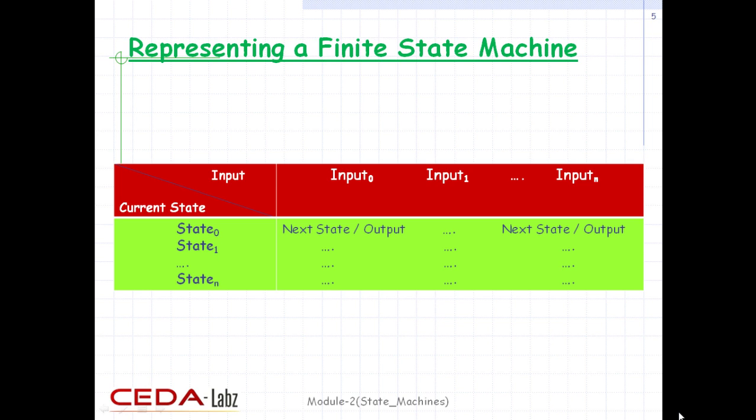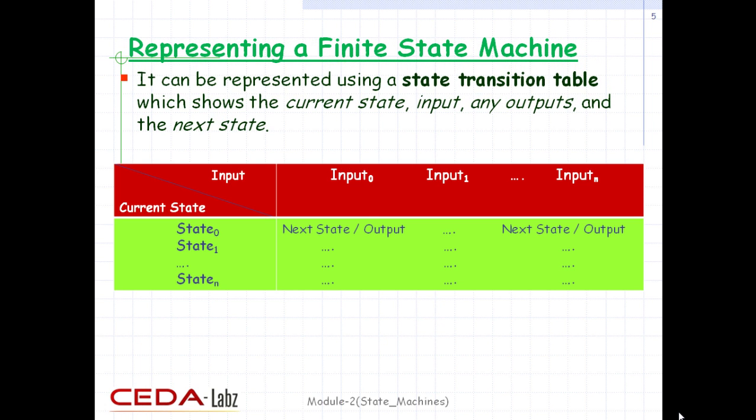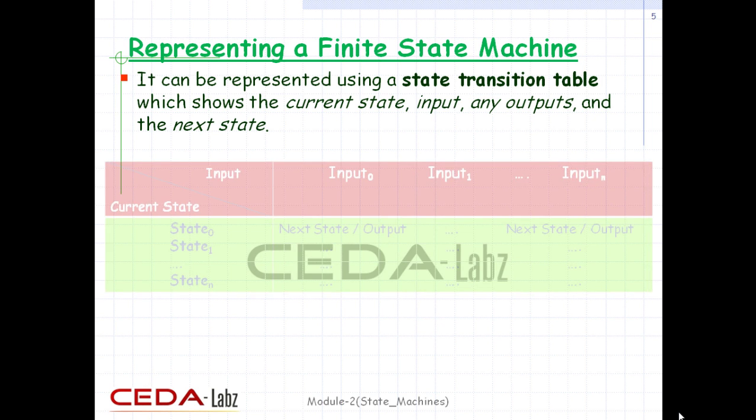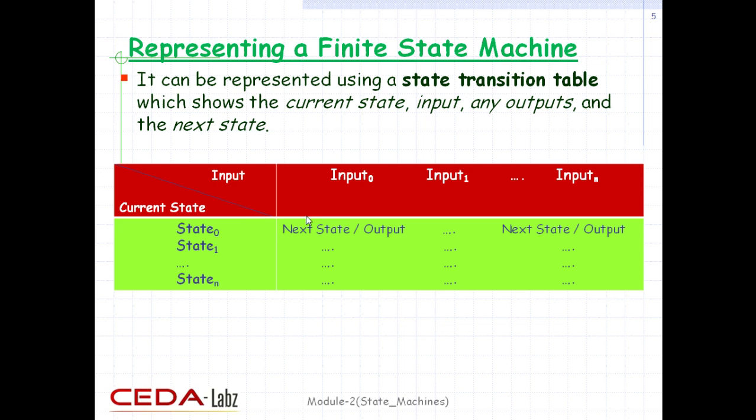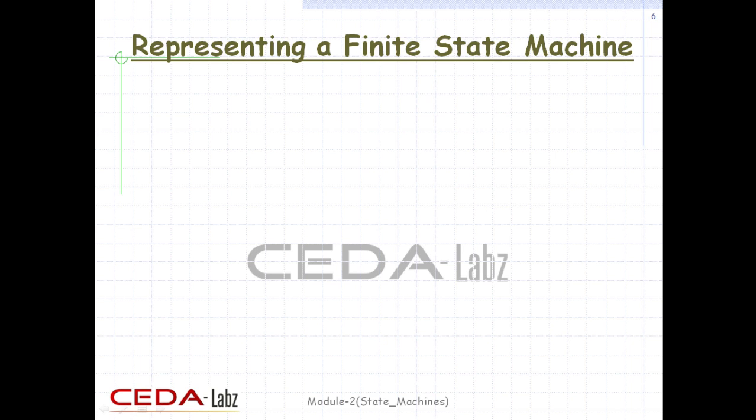An FSM can be represented in two forms: state transition table and state diagram. First we will talk about the state transition table. The state transition table has the following columns. Current state contains the current state code. Input contains the input values of the FSM. Next state contains the next state code. Output contains the expected output values.